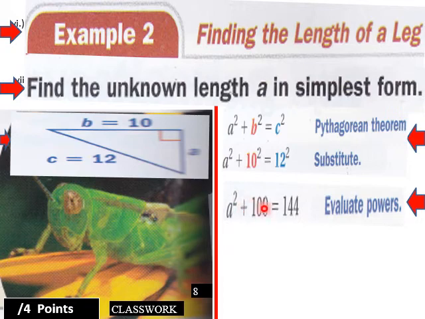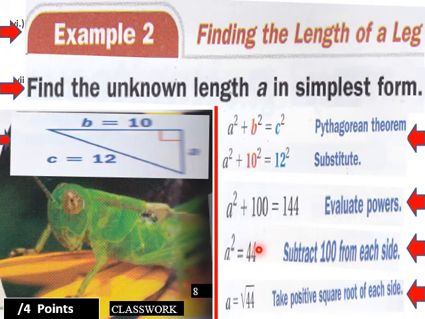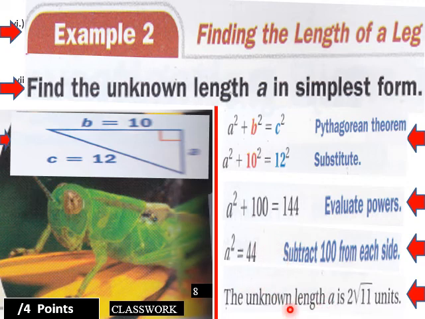So we have this situation here now from squaring these numbers up here. We move over our 100. This becomes 44 over here. We subtract 100 from both sides. What's the square root of 44? Well, I don't know. It's around 6 point something. So that would be the way that you would solve for A here. It's 2 times the square root of 11 is another way of putting it. So on the length here, A would be 2 times the square root of 11. This is page 8 on your class sheet, students.